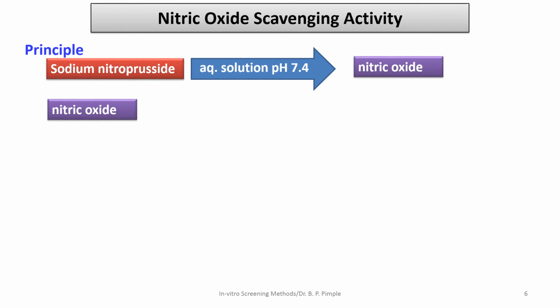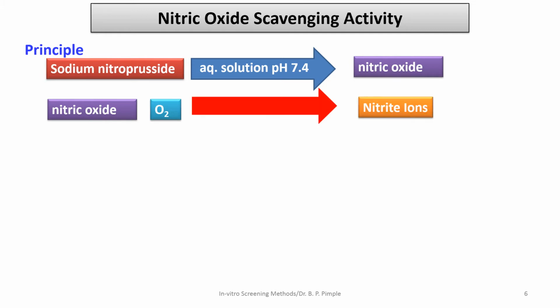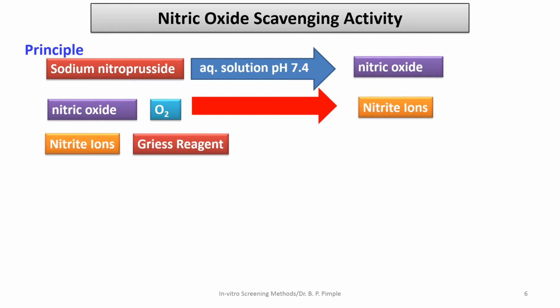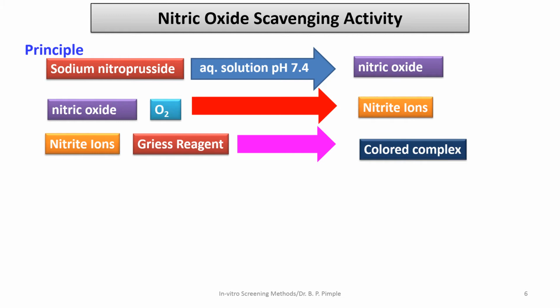Now the same reaction is applied here. Once the nitric oxide is generated in the test tube, it comes in contact with oxygen to form nitrite ions. These nitrite ions are able to form a complex with Griess reagent. Griess reagent has one inactive dye. The inactive dye requires nitrite ion for activation so that it produces a colored complex. Once nitrite ion fuses with Griess reagent, it forms the colored complex. It is a dark colored complex.